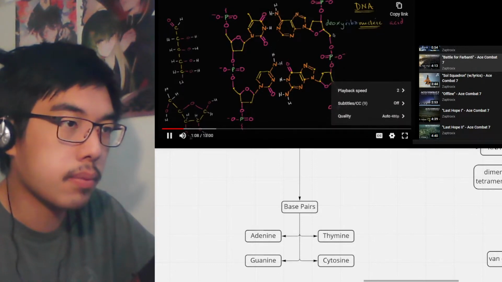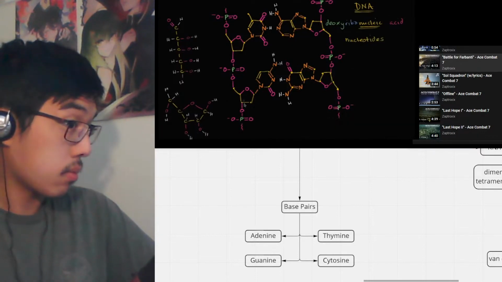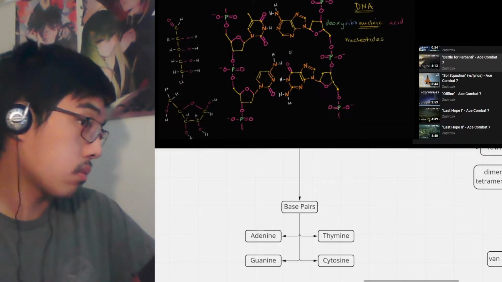of what we call nucleotides. So it's made up of nucleotides. So what does a nucleotide look like? Well, what I have right over here is 2 strands. I've zoomed in on 2 strands of DNA.